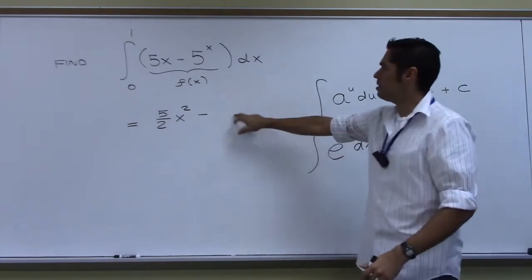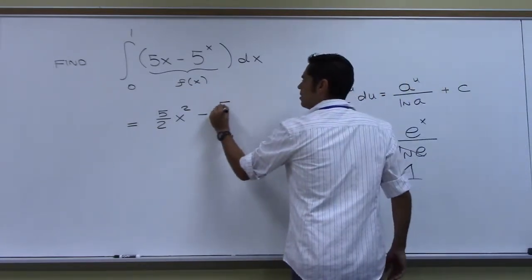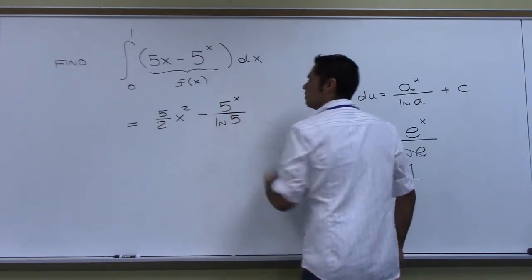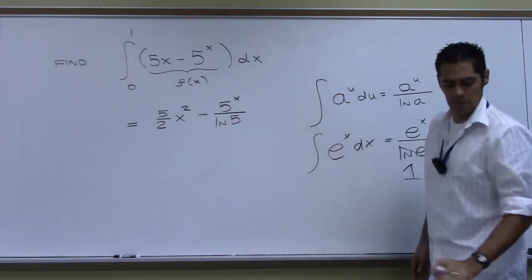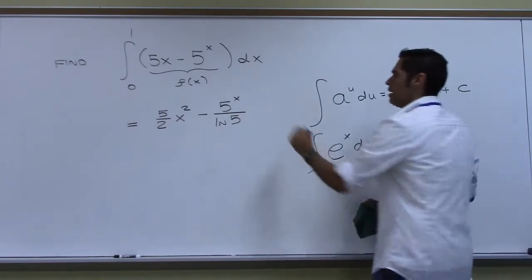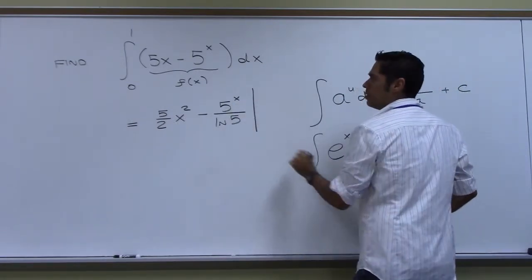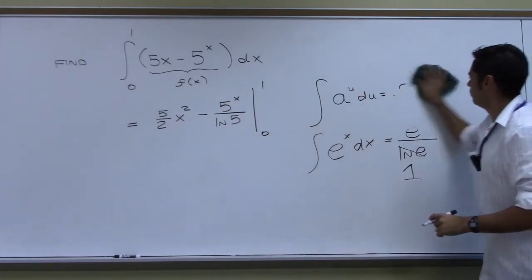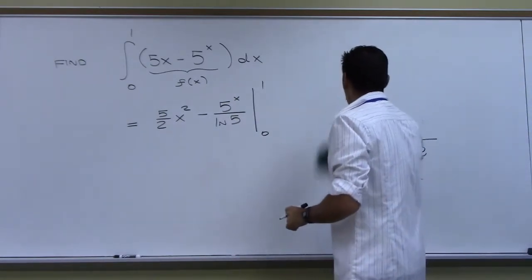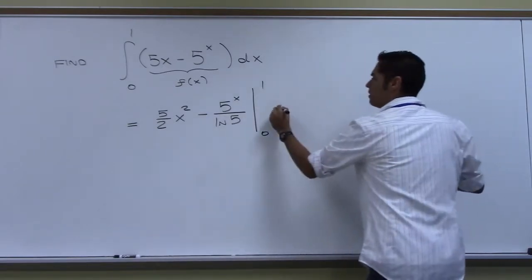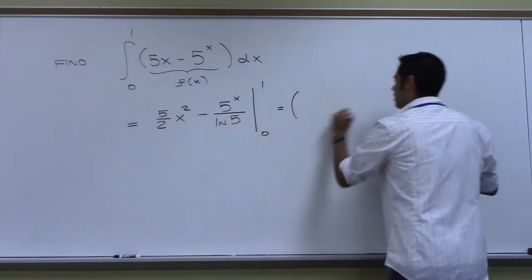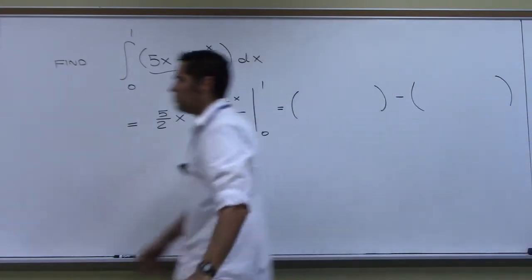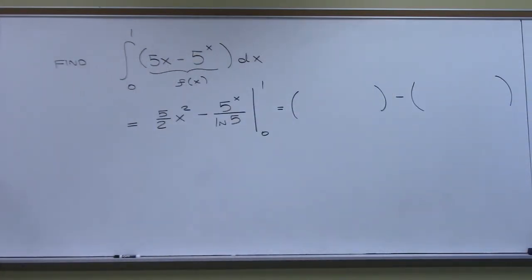All right, so what is this going to be? 5 to the x over natural log 5, right? And then I'm going to put a bar here and I'm going to put 0 on the bottom, 1 on top, like that. Then, as you're going to see me do throughout the rest of today, I always give myself 2 sets of parentheses. I put a subtraction sign between them, and that's for these 2 pieces right here.